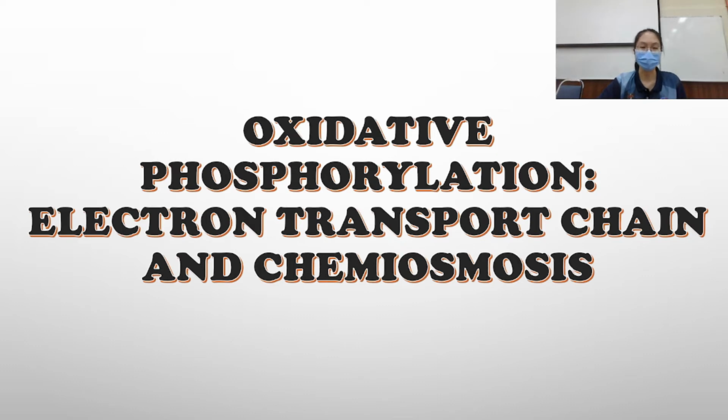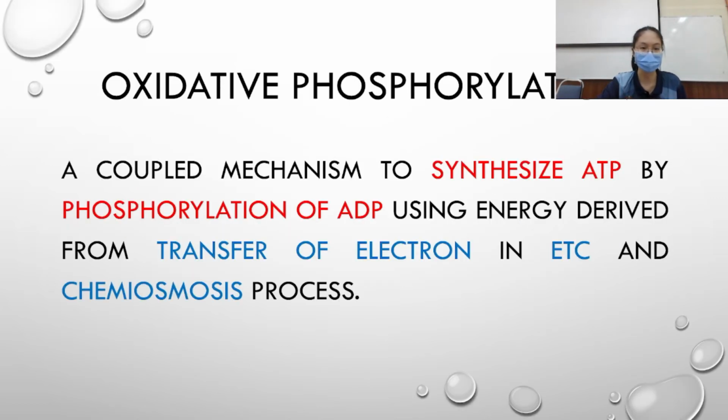Good morning to everyone. Today I will present about oxidative phosphorylation, and I will focus on the electron transport chain and chemiosmosis. What is oxidative phosphorylation? Alright, oxidative phosphorylation is a couple of mechanisms to synthesize ATP by phosphorylation of ADP using energy derived from the transfer of electrons in the ETC and chemiosmosis process.